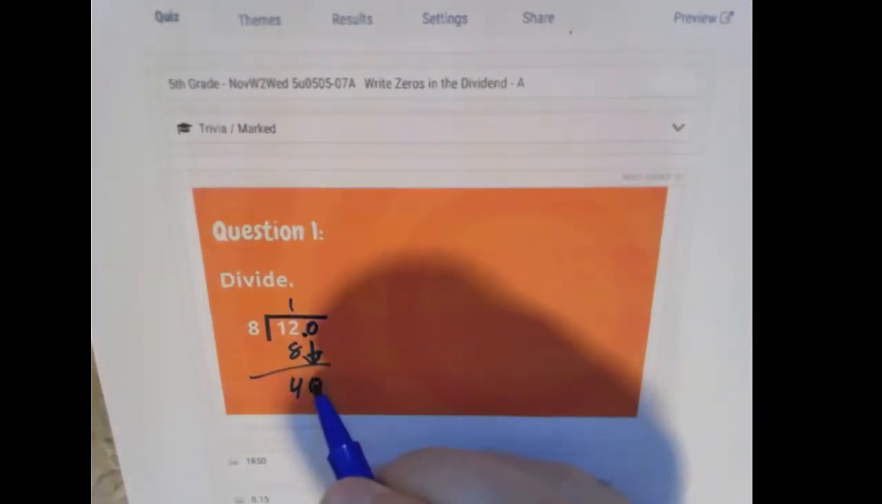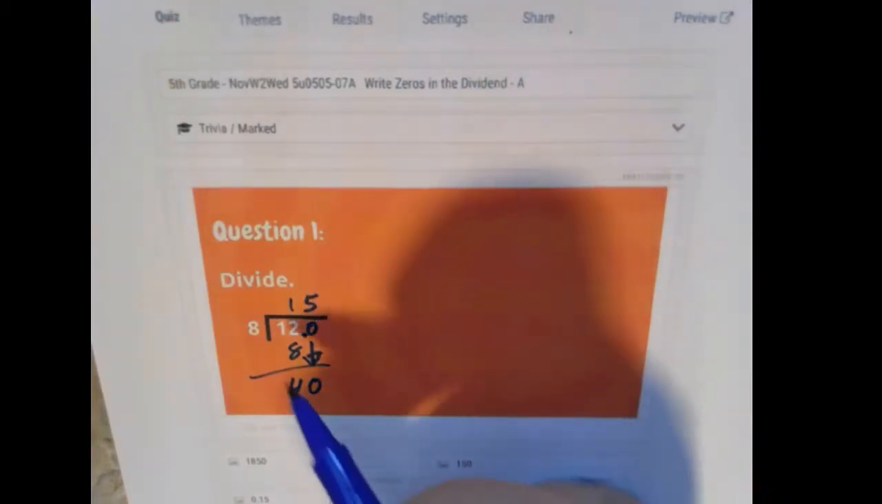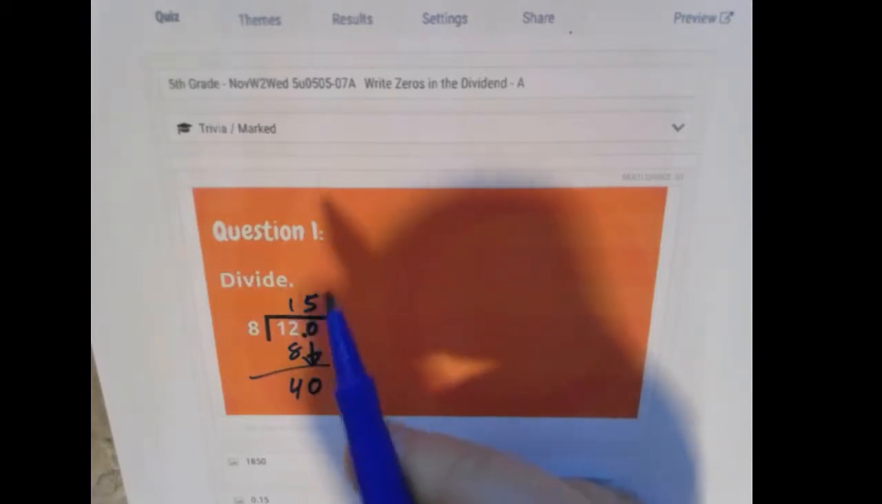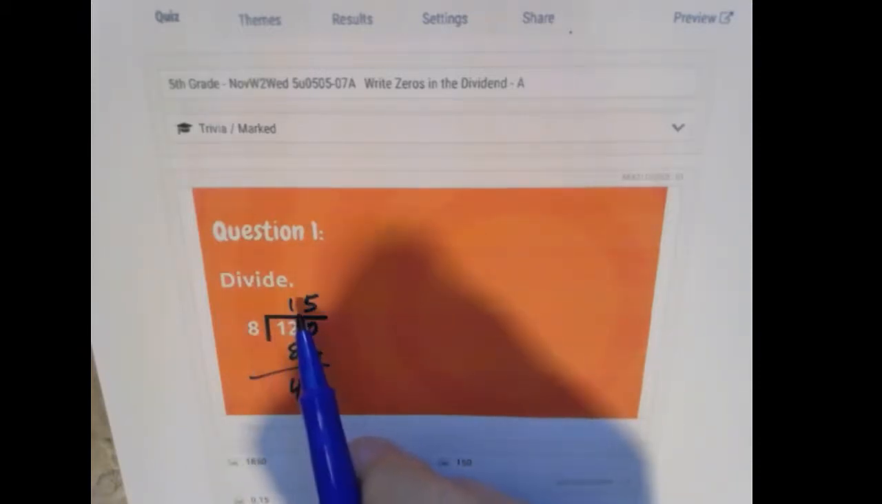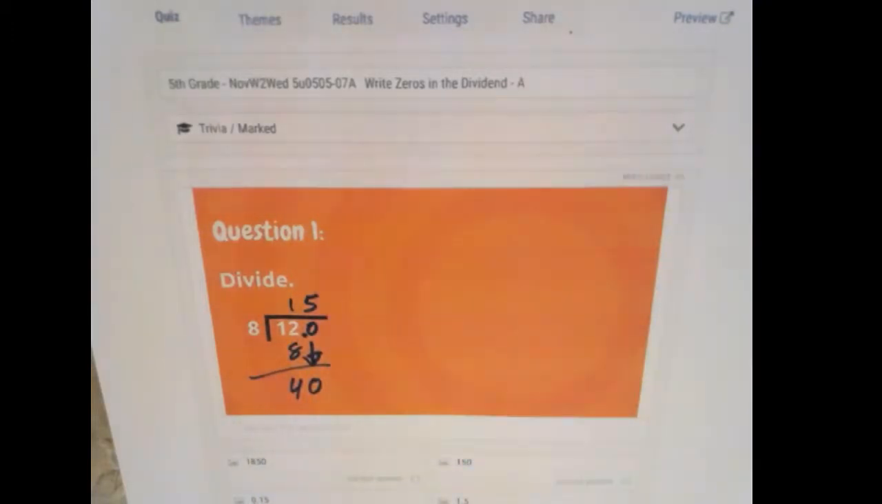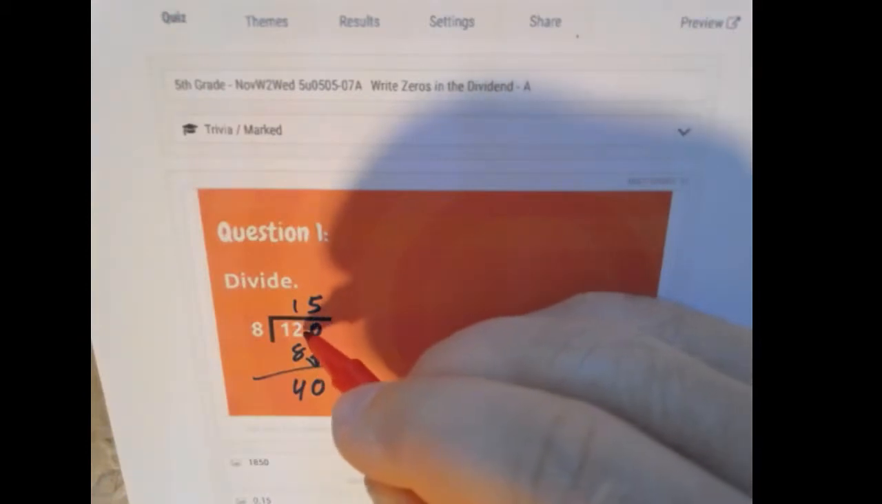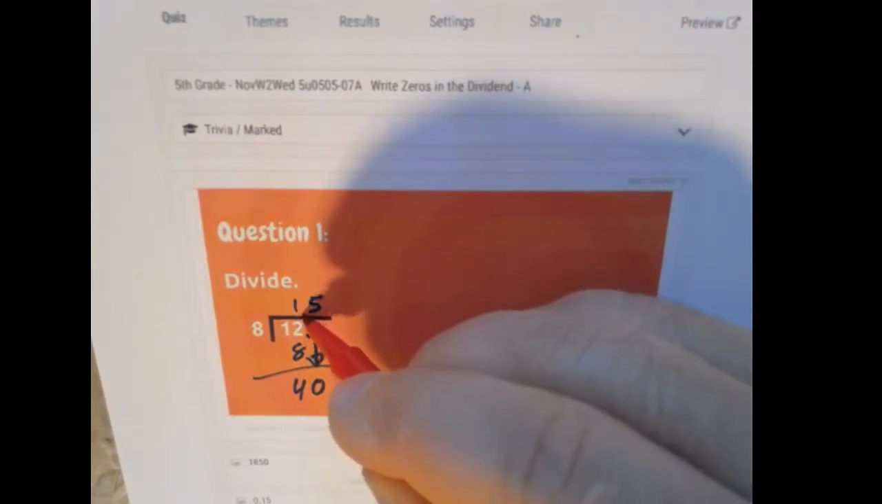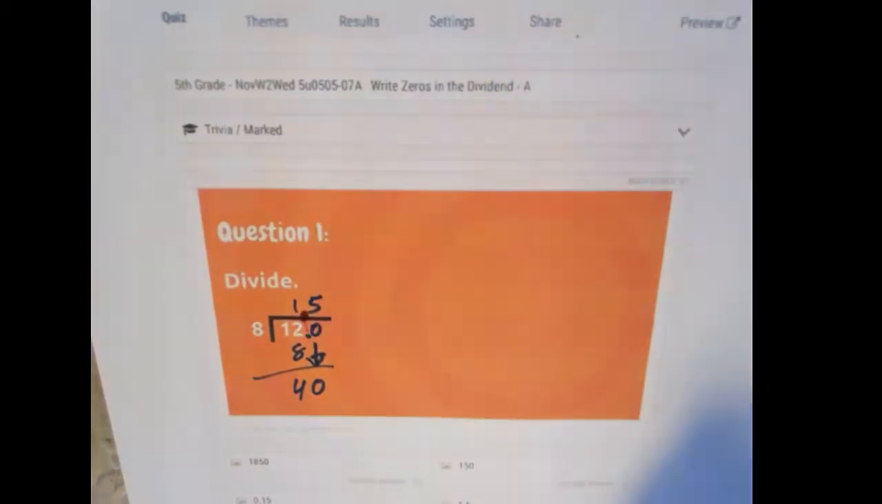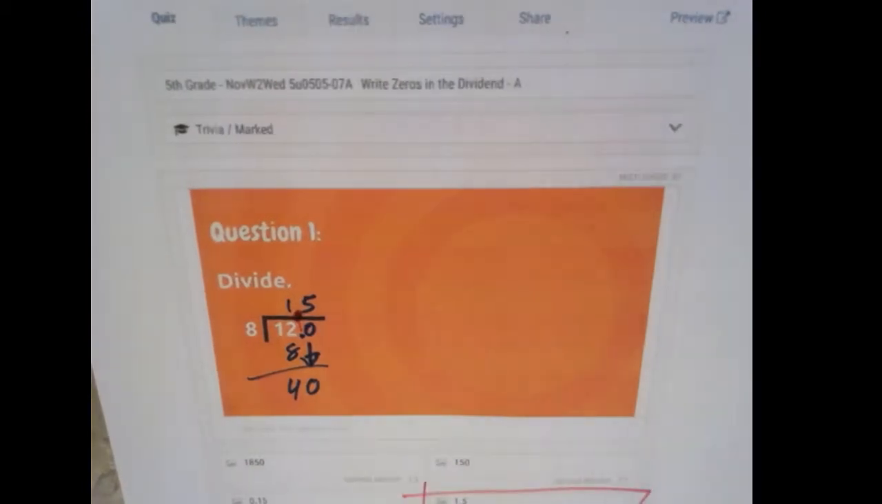Get some help from that digit. Does 8 fit into 40? That would be 5 times, right? So now we think to ourselves, is 8 times 15 fits into 120, but where does the decimal fall? Okay, the decimal is actually going to fall right here. So the number we're looking for is 1.5.